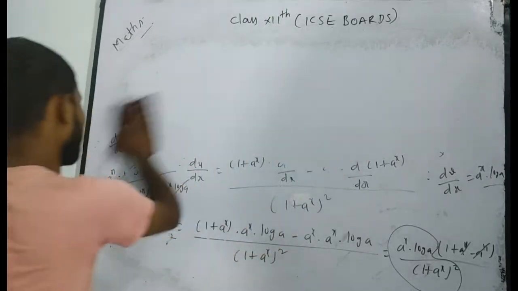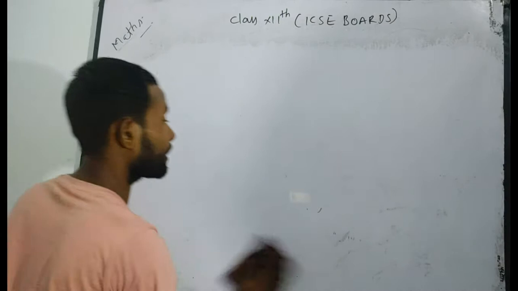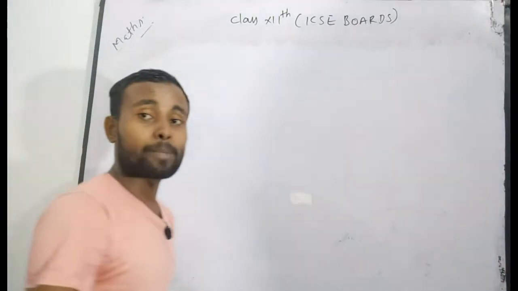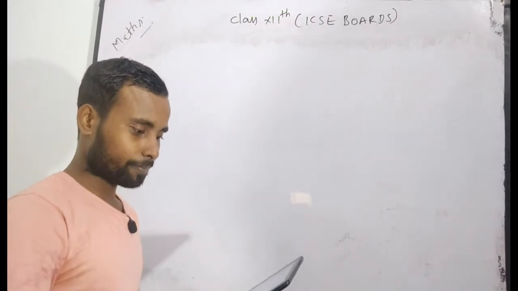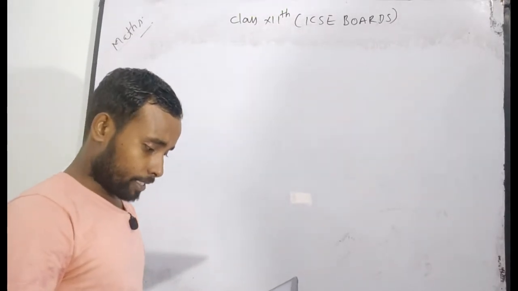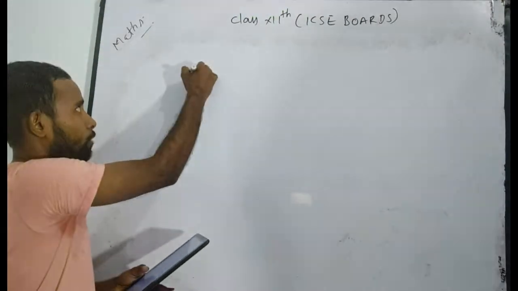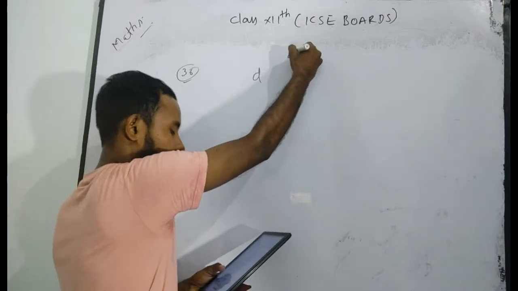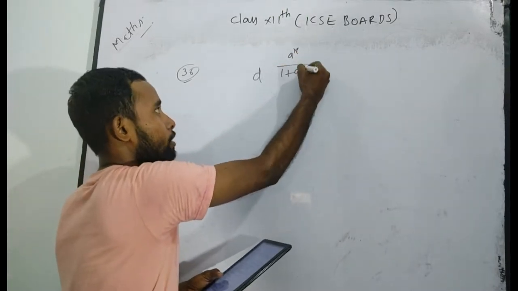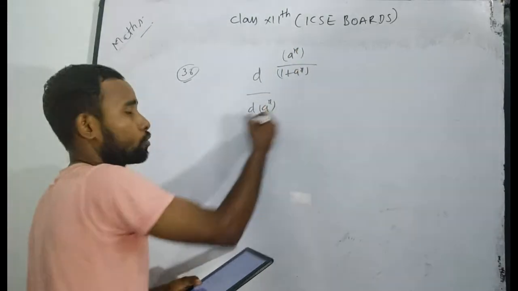But in your examination, when you solve this question in an objective form, how can you proceed? I will suggest you. See, look here. Suppose I want to solve this question directly: a to the power x by 1 plus a to the power x, with respect to a to the power x. How can you solve?